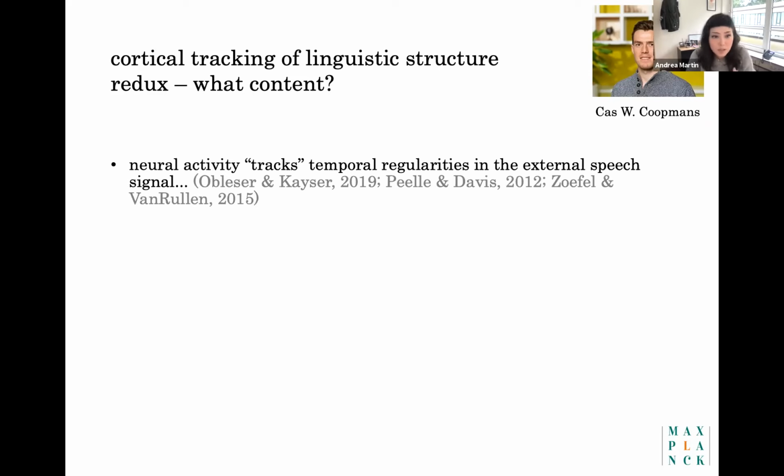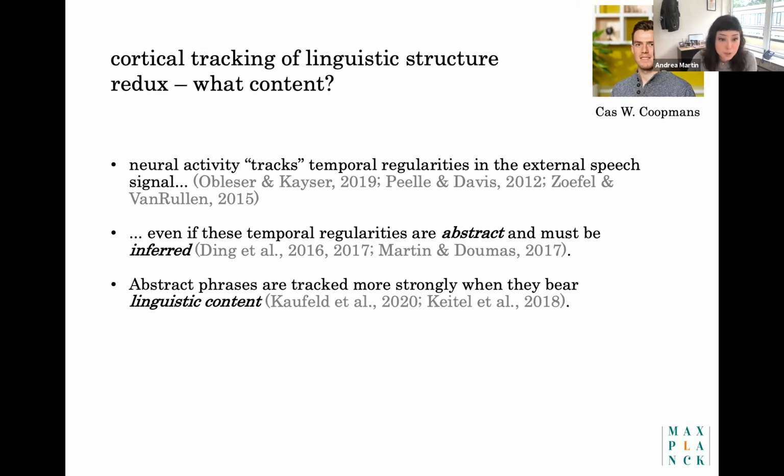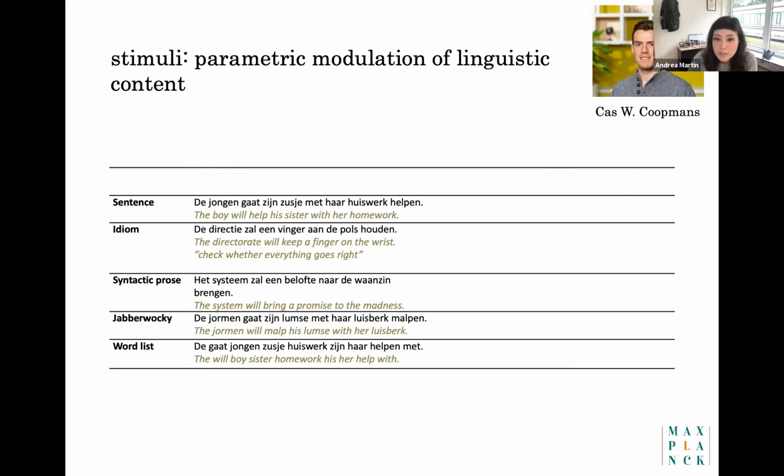So I've told you about how neural activity can track temporal regularities in speech, and there's a rich literature showing this, even when those regularities are abstract and have to be inferred. But abstract phrases are tracked more strongly when they bear linguistic content, as we just saw. But again, what does this mean? What aspects? So to this end, Cas created an experimental design with a parametric modulation of linguistic content, comparing sentences to idioms, to syntactic prose, to Jabberwocky sentences and word lists. I'll tell you a bit more about these complex conditions.